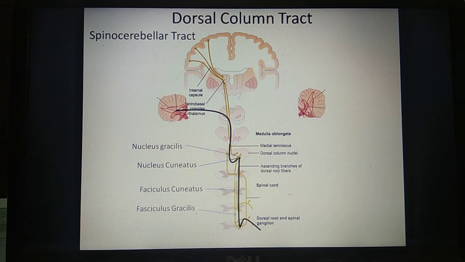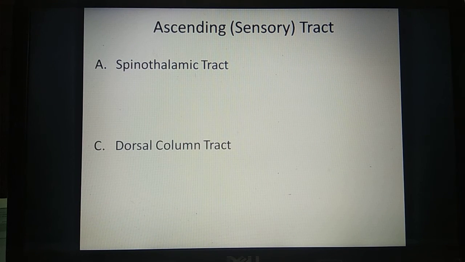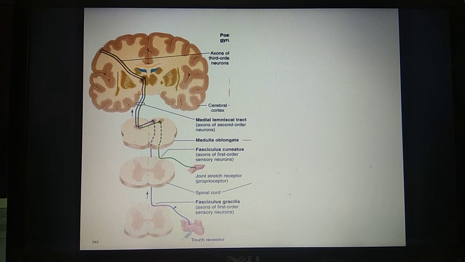Just like in the case of the spinothalamic tract, we have labeled a separate tract called the spinoreticular tract. So ascending sensory tracts, mainly there are two: spinothalamic tract and dorsal column tract. But according to some authors, in the spinothalamic tract they have made a separate spinoreticular tract, which is again nothing but branches coming from the spinothalamic tract, and in the dorsal column a separate spinocerebellar tract. So if we classify, there are four ascending tracts: spinothalamic, spinoreticular, dorsal column, and spinocerebellar tract. Okay, this is the diagram given in books.